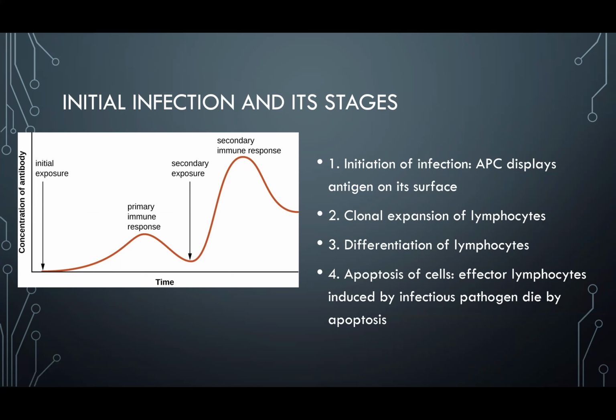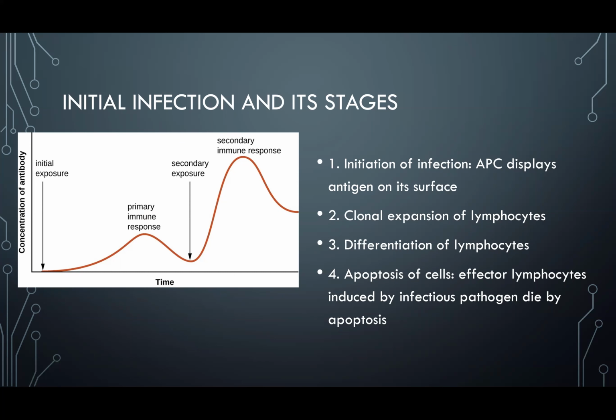Number 2 is clonal expansion. Number 3 is differentiation. This is a process when B cells produce plasma cells, and this is when T cells form either helper T lymphocytes, cytotoxic T lymphocytes, or regulatory T lymphocytes, depending on the need of the body. Number 4 is apoptosis. After a microbe is eliminated, most effector lymphocytes induced by an infectious pathogen will die by apoptosis.